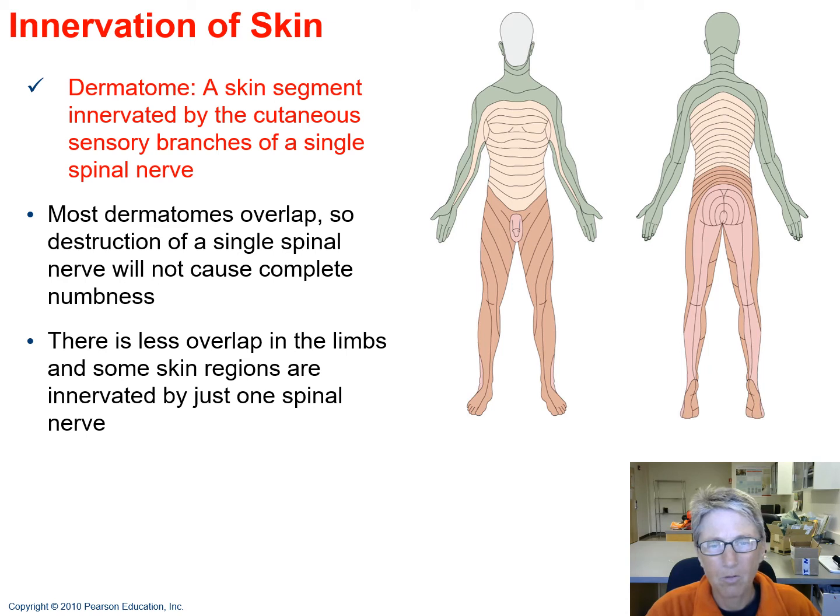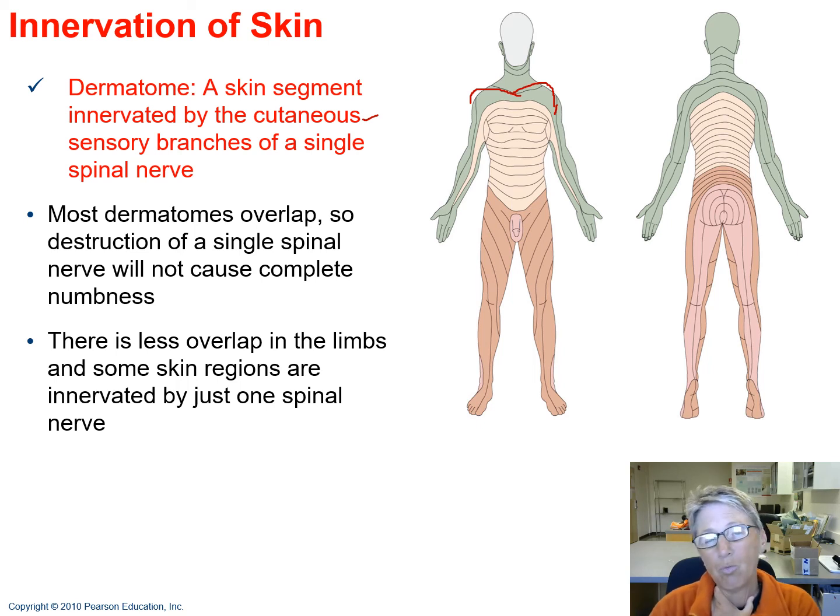And then just a couple extra slides that I didn't really know where to put. So innervation of the skin. These are dermatomes. I don't know if you've heard of these before, but a dermatome is just a skin segment. So one of these things that's outlined with a line and a color, that's a dermatome. It's a segment of your skin that's innervated by the cutaneous sensory branches of a single spinal nerve. So most of these dermatomes overlap.